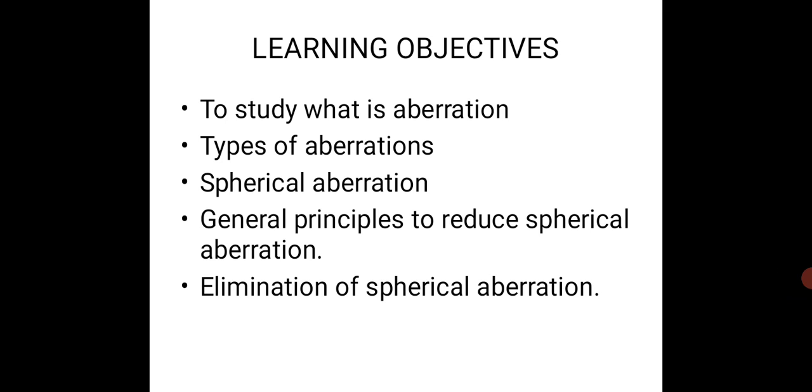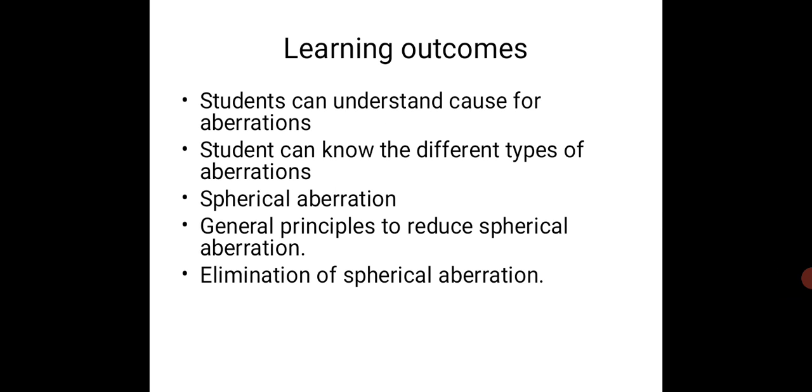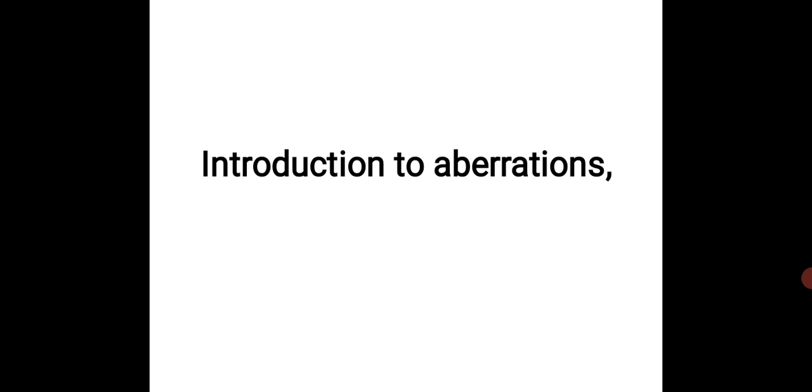The learning objective of this session is to study what is aberration, types of aberrations, spherical aberration, principle to reduce spherical aberration, and elimination of spherical aberration. At the end of the session, you will be able to answer the cause for aberrations, different types of aberrations, spherical aberration, the principle to reduce spherical aberration, and its elimination.